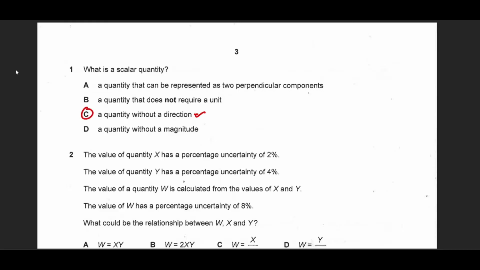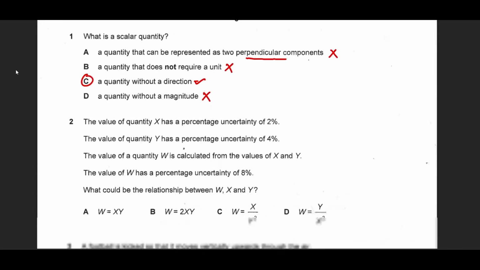A quantity that does not require a unit. No, units are always required. Either it's a vector quantity or a scalar quantity by two perpendicular components, that is of a vector quantity. A quantity without a magnitude, again, anything that is without a magnitude or a unit is not a quantity itself. So C will be the answer.